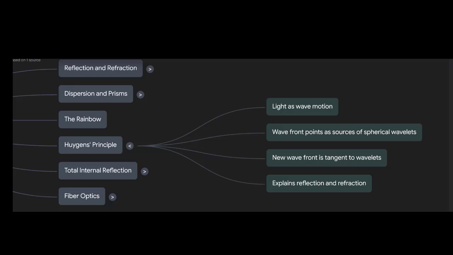So how does that explain reflection? Angle in equals angle out. Well, when that wavefront hits a mirror, the wavelets generated at the surface travel back into the original medium. If you draw out the geometry, considering how far each part of the wave travels in a given time, you find the only way for those reflected wavelets to form a coherent new wavefront is if the angle of that reflected wavefront equals the angle of the incident one. It just pops out of the geometry. It reproduces the law of reflection from a wave perspective.